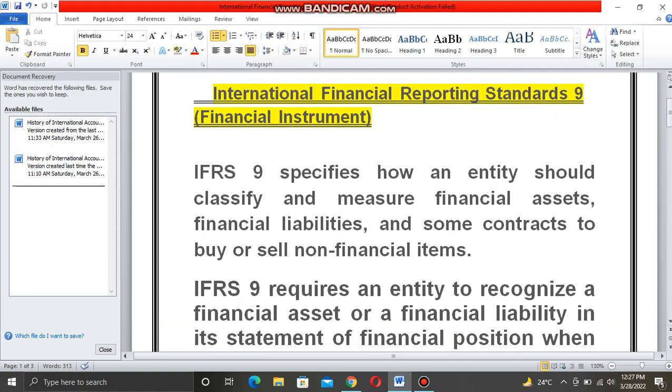IFRS 9 specifies how an entity should classify and measure financial assets, as is very clear from the first sentence. An entity is also called a company. A company has a lot of financial assets, like cash at bank and cash equivalents. So how do they classify and how do they measure their financial assets?